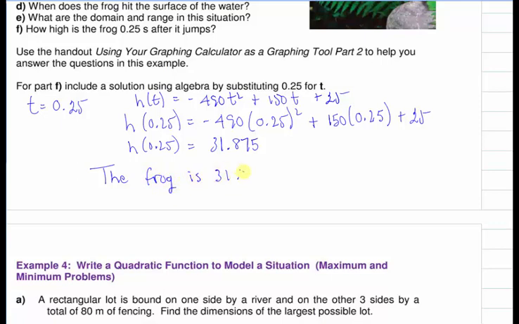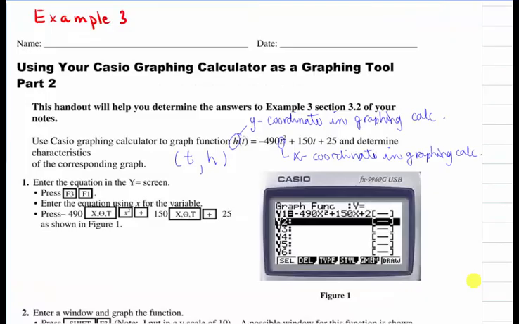And so the frog is 31.9 centimeters high after 0.25 seconds. Okay, and if you compare that to what we did on the graphing calculator, you will have exactly the same number. All right, that is the conclusion to example 3.